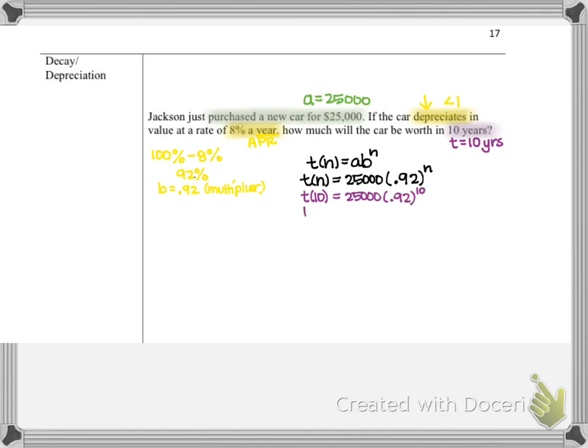Now remember, if this is starting at 25,000 and it is decreasing in value, then that means we expect this number to be less than 25,000. So if we type this into the calculator, go ahead and write out all of my decimals, or at least all the ones that the calculator is showing me.